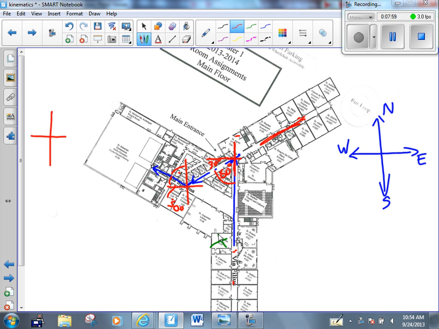Go in pairs. Each person is going to do, hold on, Lane, grab a seat.